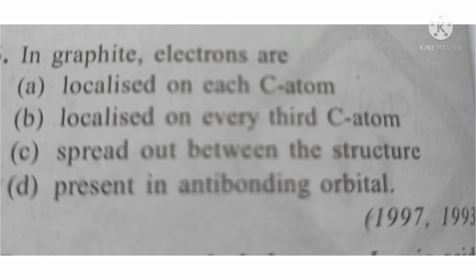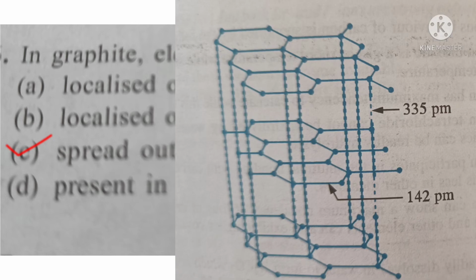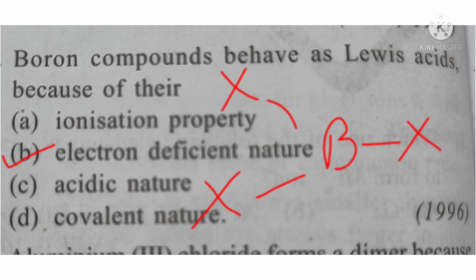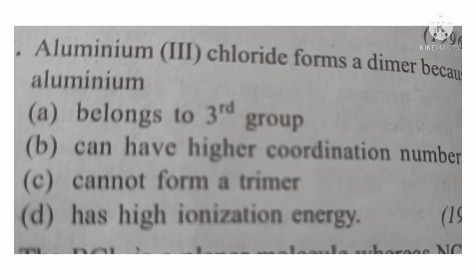In graphite, are electrons localized on each carbon atom? No. Localized on every third carbon atom? No. Spread out between the structure? That is true, because in graphite the structure is such that the 4th electron is involved in weak van der Waals force of attraction and present on every carbon atom. Boron compounds behave as Lewis acids because of their electron deficient nature. They do not have their valence shell complete. One of the p orbitals is unhybridized and vacant.